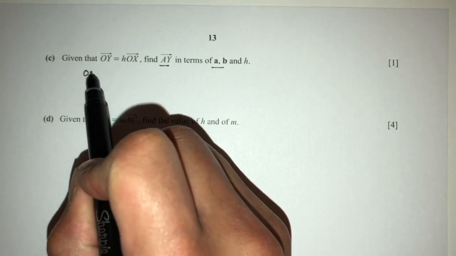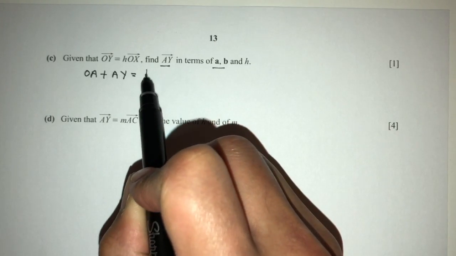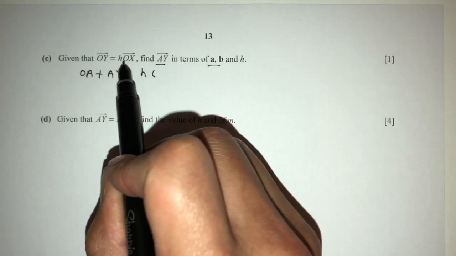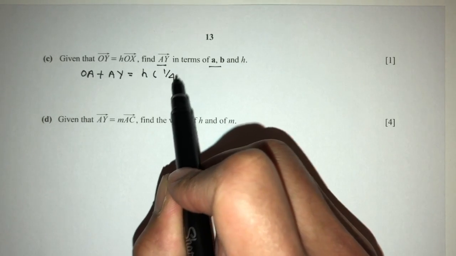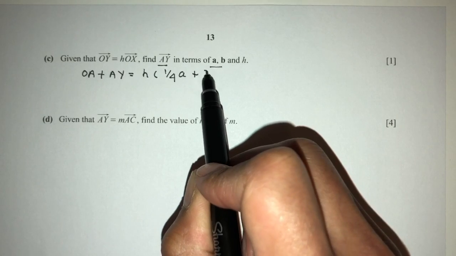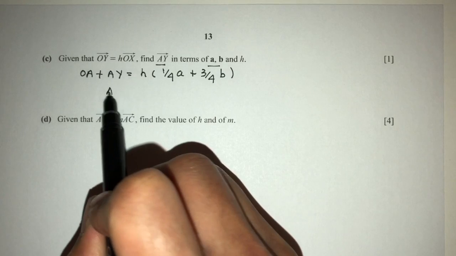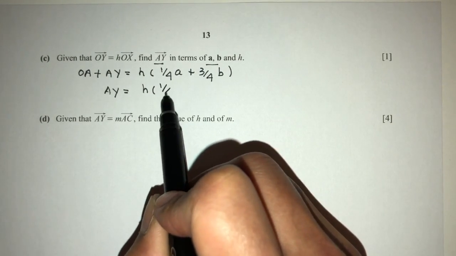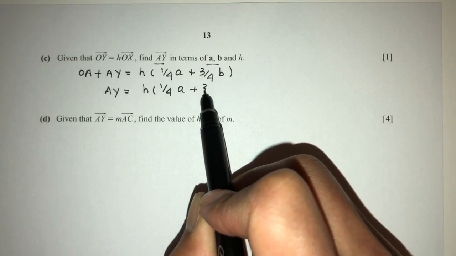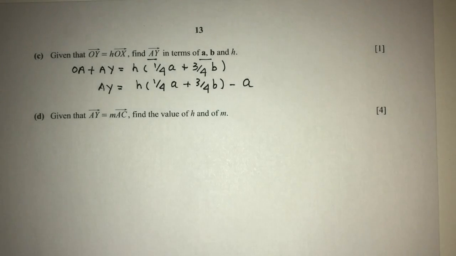So O going to A, and then A going to Y is H times OX. OX we have found in part A. OX was given by 1 over 4A plus 3 over 4B, which means AY is this one, the whole thing, minus OA, which is A. This is your answer for part C.